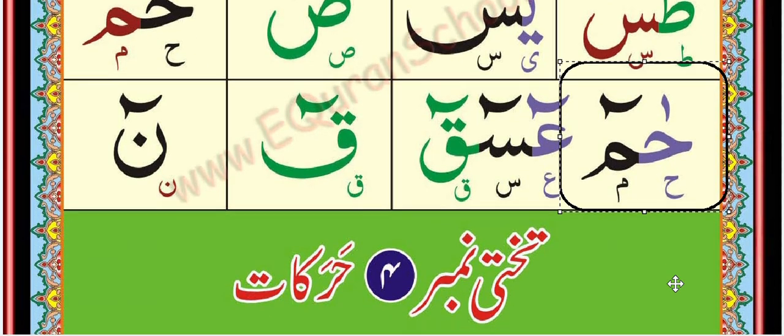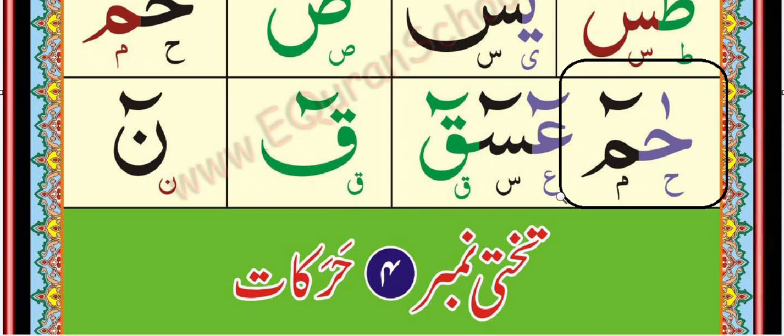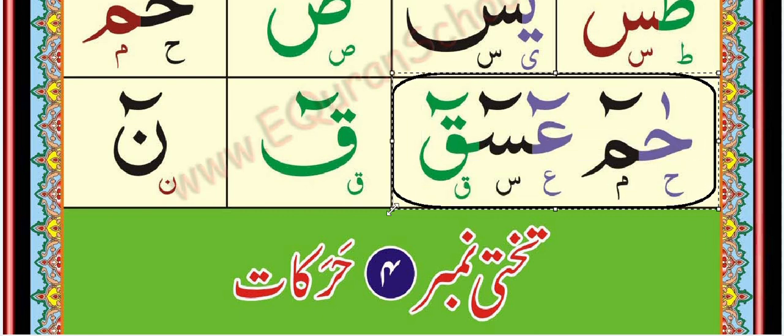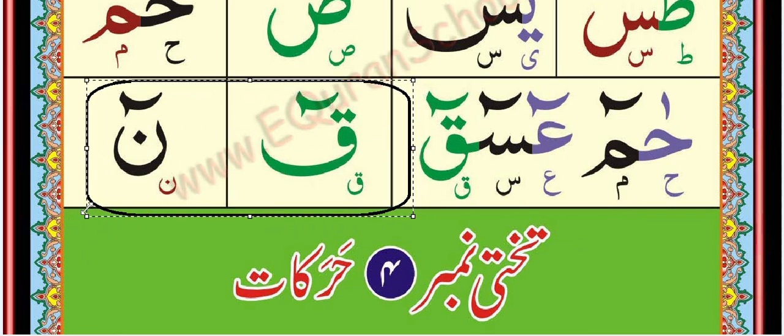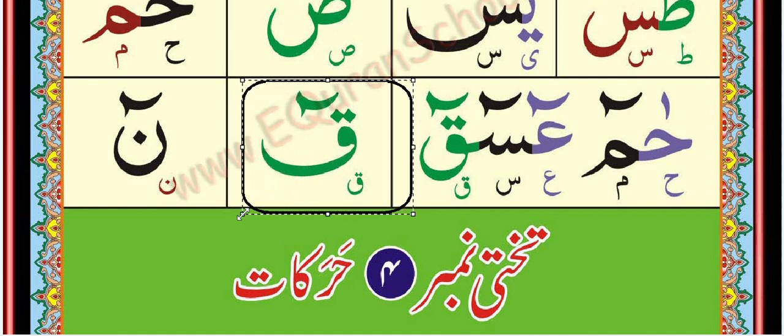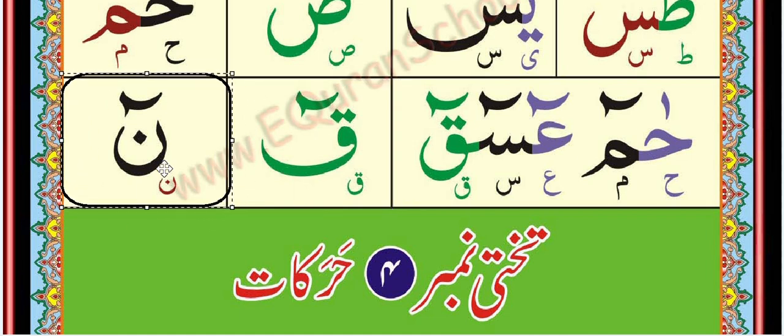Ha Mim. Next you need to read both together. I'm reading. Ha Mim, Ain Sin Qaf. Once more, Ha Mim Ain Sin Qaf. And the next is this bold Qaf. And the last is Noon.